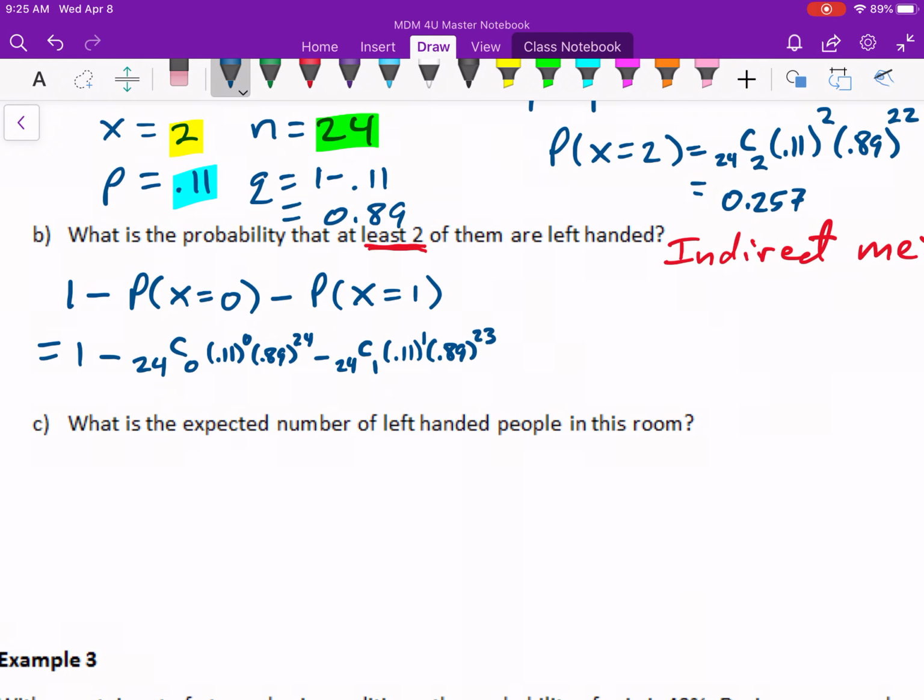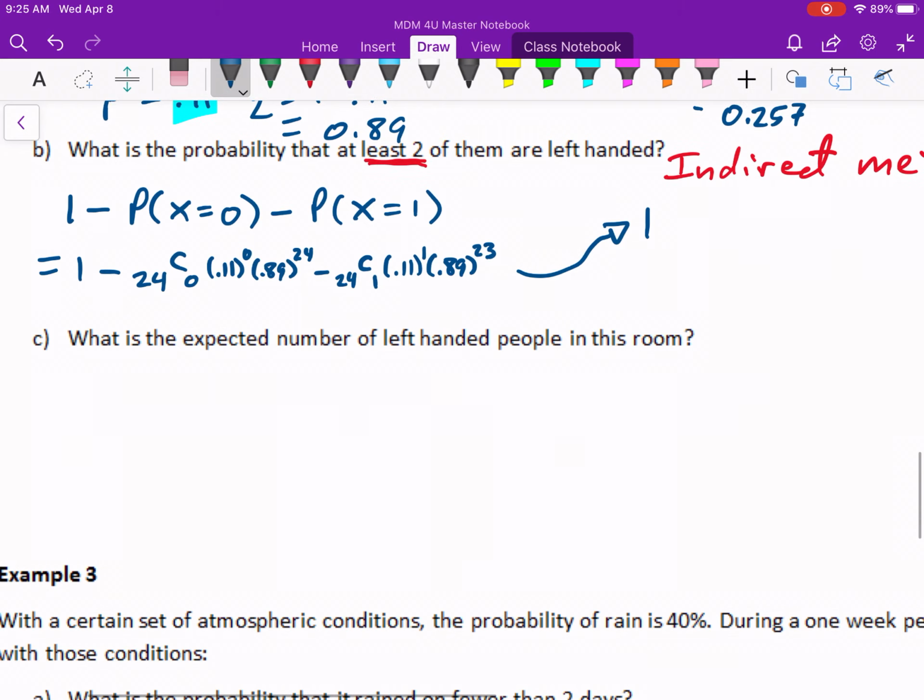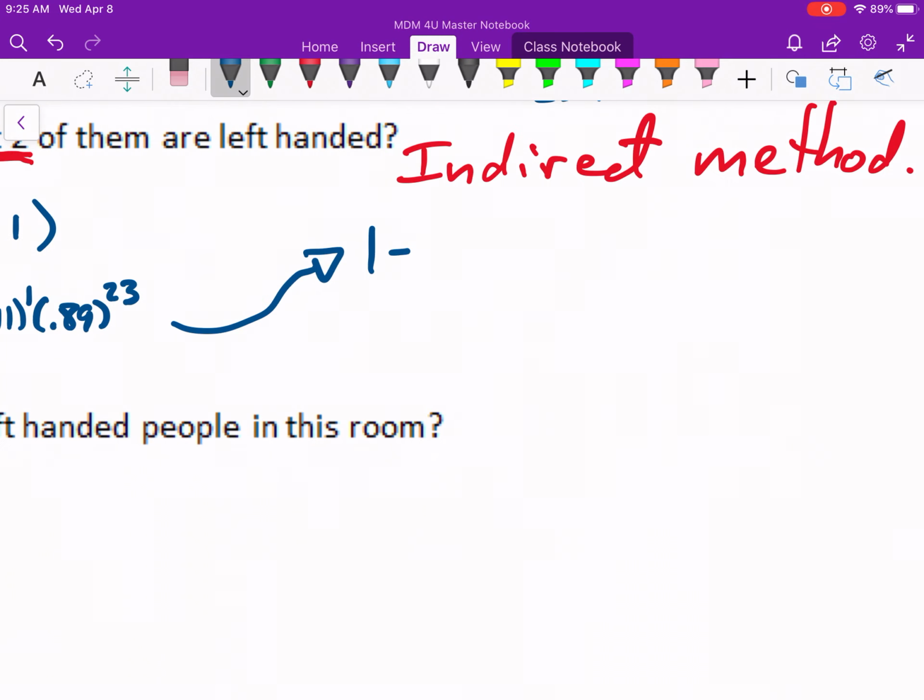Put all that in the calculator, I get, for the first one, when x equals 0, a probability of having no left-handed people out of 24 is about 6%. And the probability of having 1 left-handed person out of 24 is 18% approximately. So when I work it all out, it turns out to be 0.758, or approximately 76% probability that at least 2 of the people out of 24 are going to be left-handed.